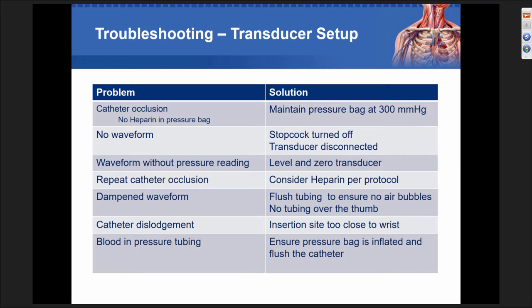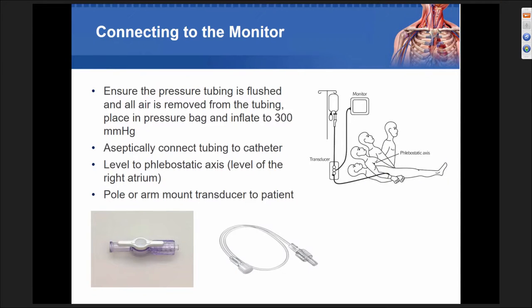And the last one really is blood in the pressure line. We have to make sure the bag is inflated, and that after each time we do a blood draw, we flush the catheter effectively. Over time, that will cause transducer problems. So when you connect to the monitor, it's very, very important that the tubing is totally flushed, all air is removed, and that the bag is at 300 millimeters of mercury.